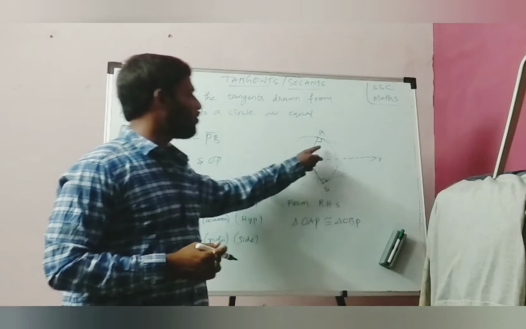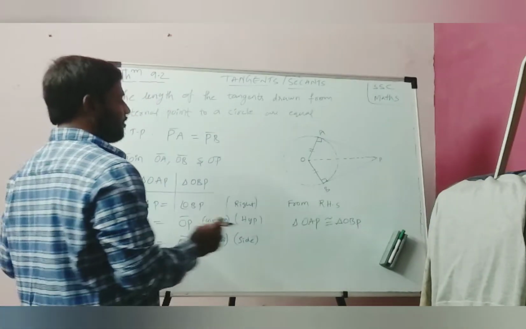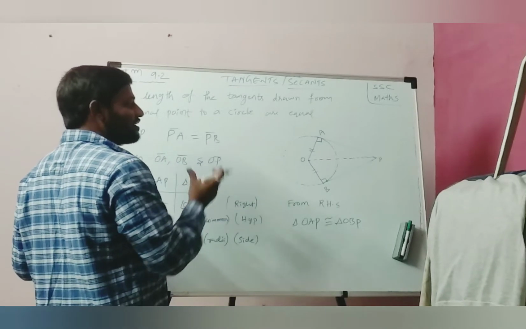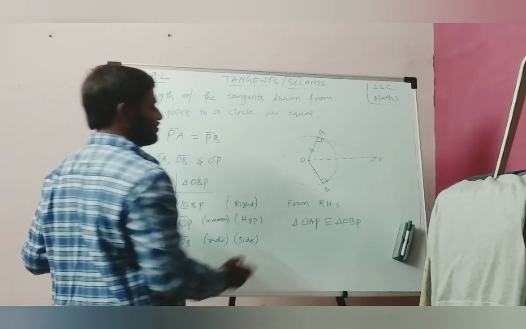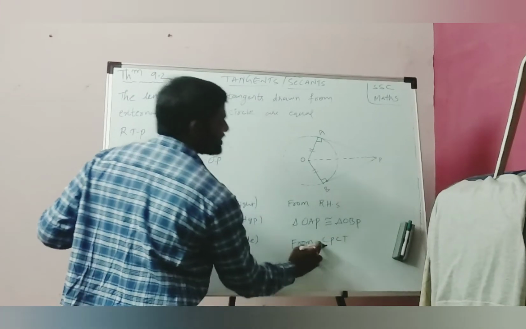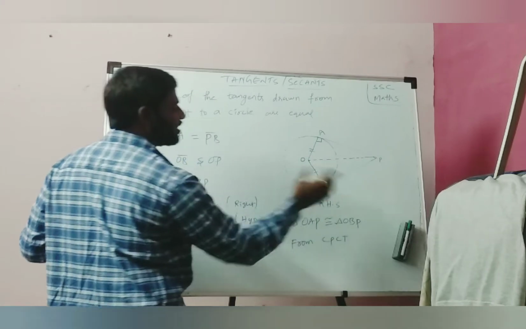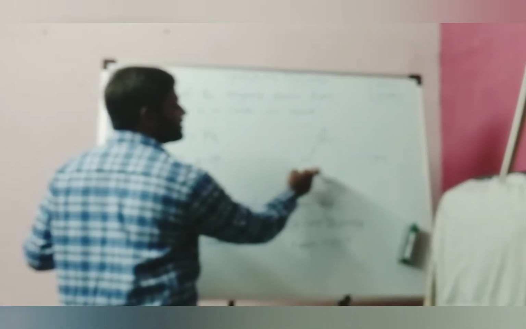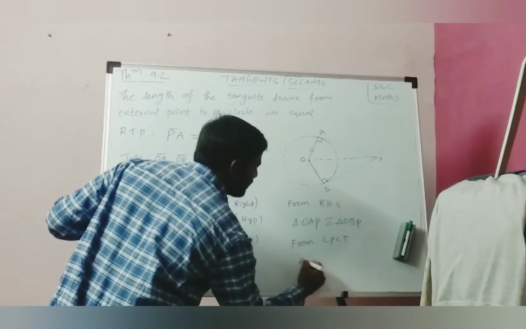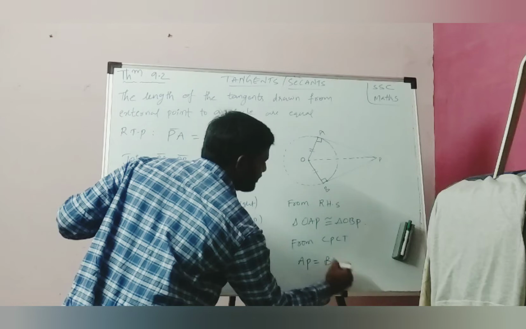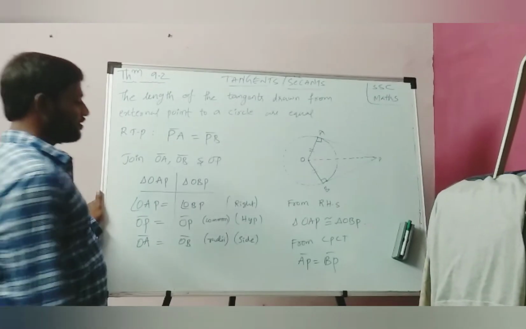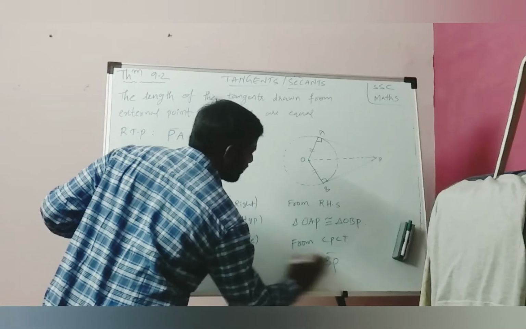What I proved is that this triangle is congruent to this triangle. Once we get two triangles congruent, we can write that their corresponding parts are equal. From CPCT, what is CPCT? Corresponding parts of congruent triangles are equal. This is corresponding to this, and AP is corresponding to BP. So AP equals BP. Hence proved. PA equals PB, or AP equals BP.